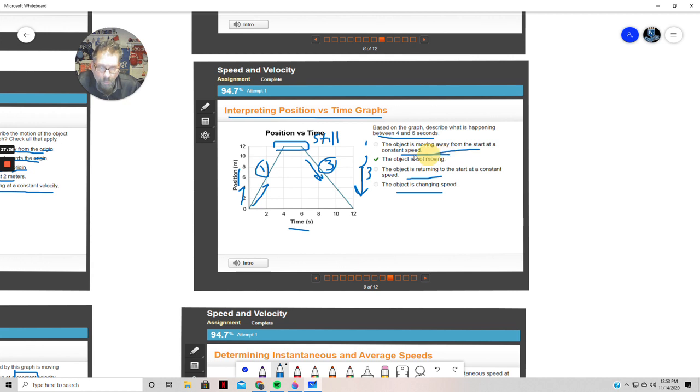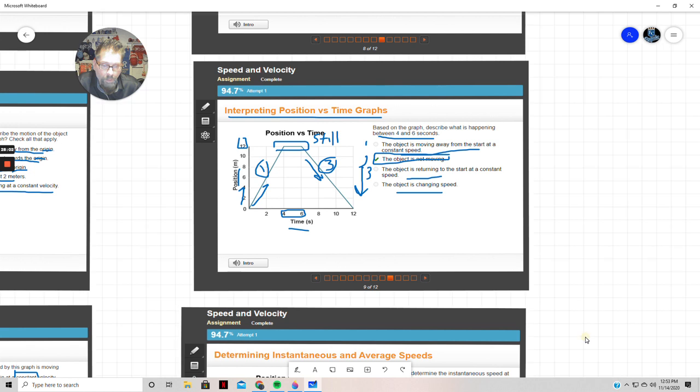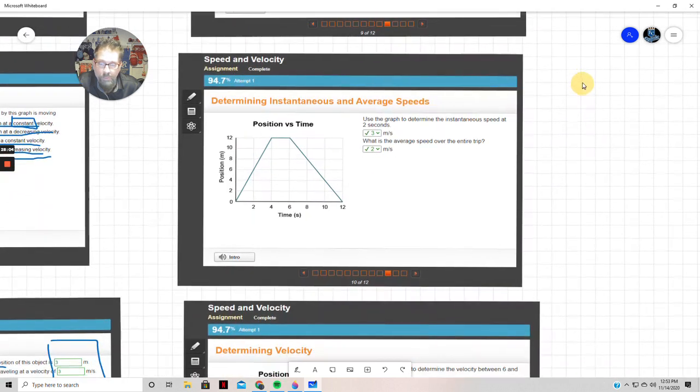The one you correctly chose is right here: object not moving. That is shown by the fact that we are at 12 meters away from the origin in that time frame, and that's shown by that flat line right there. So you guys did a great job with seeing that. Okay, let's close that and go down to our next one.